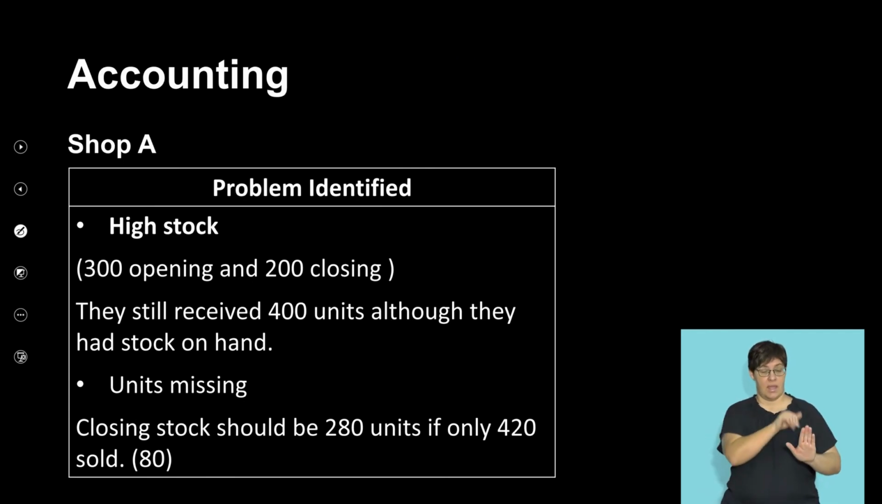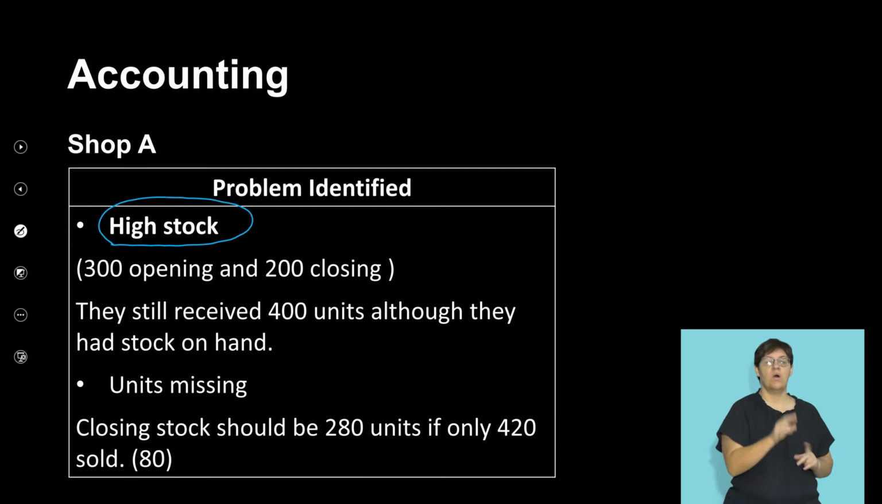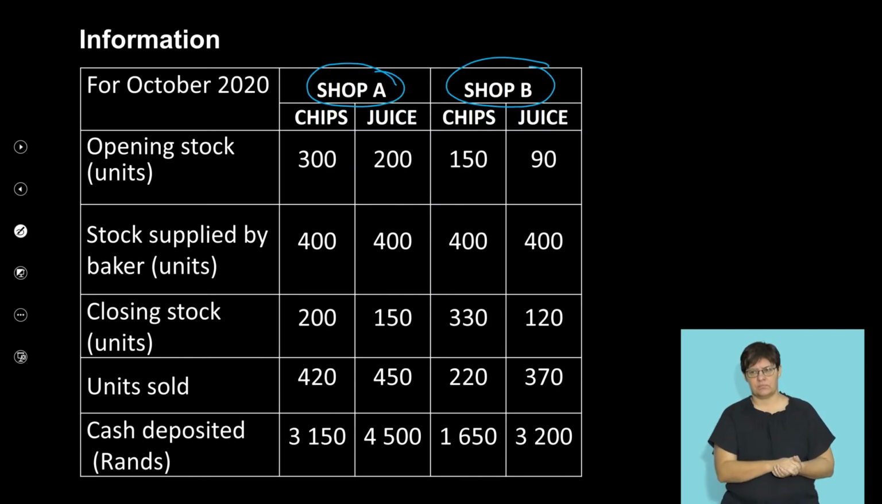So, shop A. What are we identifying as a challenge? It says here, high stock. Let's go back to the question and see what they are referring to. Your opening stock is 300, right? And your closing stock here is 200. That means the units sold were only 420.